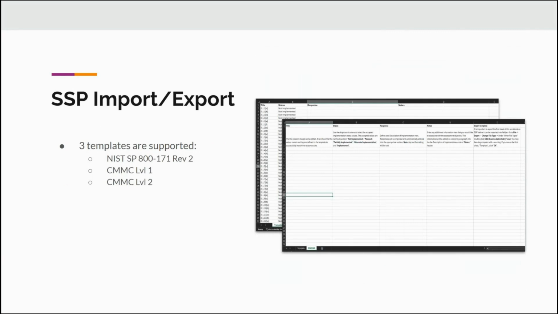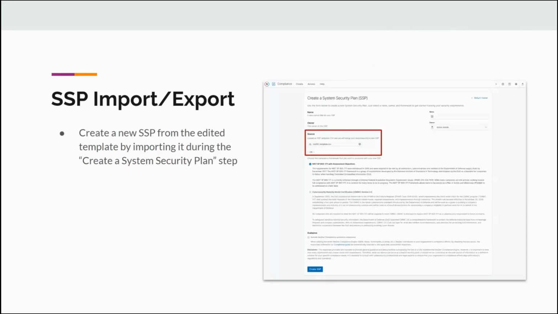If you haven't used the NeQter compliance tool yet, you have an SSP outside of the tool, maybe it's in Excel. Well, you can just grab this template, move everything over, and then you can import it when you create a net new system security plan. So under create system security plan, source, you can drag and drop or upload that SSP template. Or you can, of course, just create a net new NIST or CMMC system security plan.